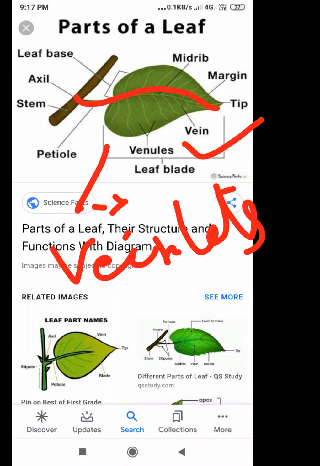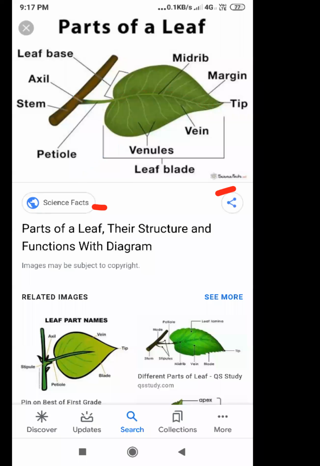The leaf also has the leaf base. This is called leaf base, this portion. And this one we call margin. The leaf has a boundary, and that is called margin.